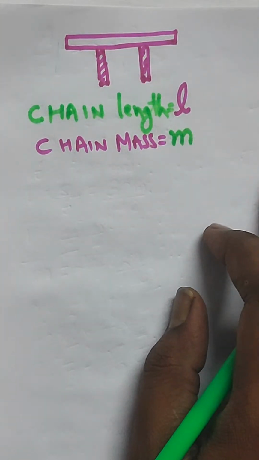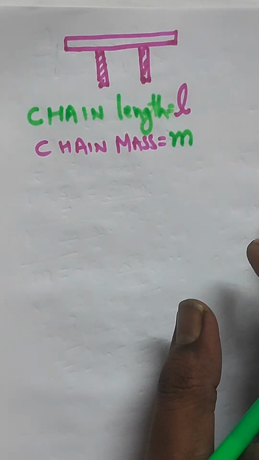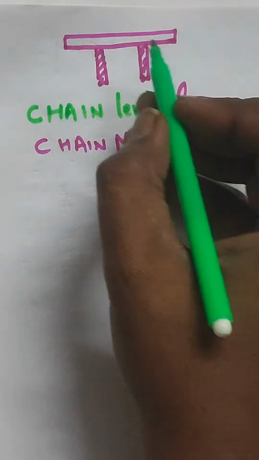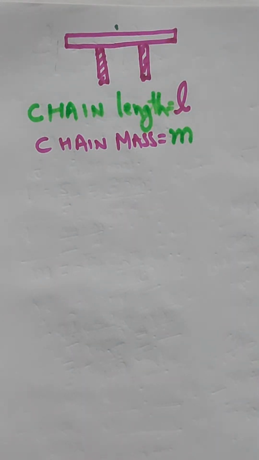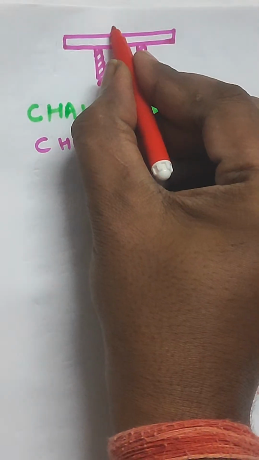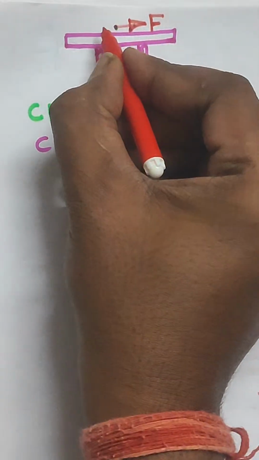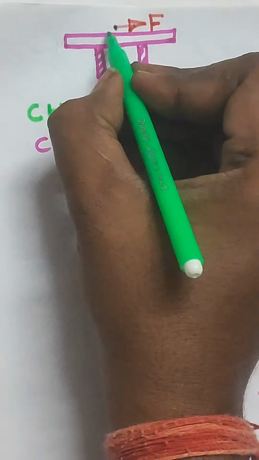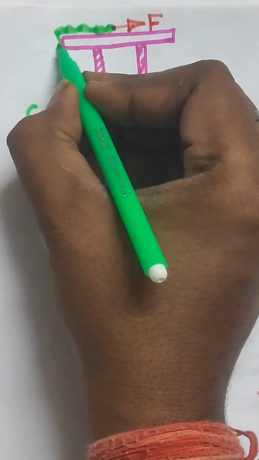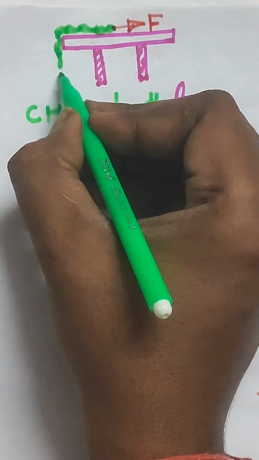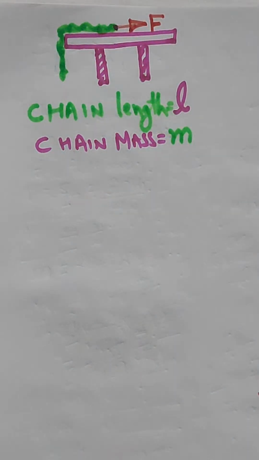Slowly pulled at a constant speed up over the edge of a table by a force F parallel to the edge of the table. So the force will be acting at this point like this. And the chain is lying over here and it is hanging over here like this.